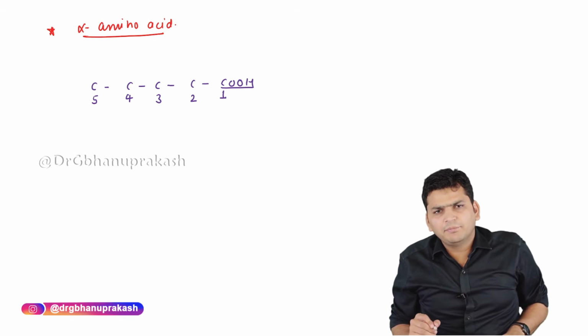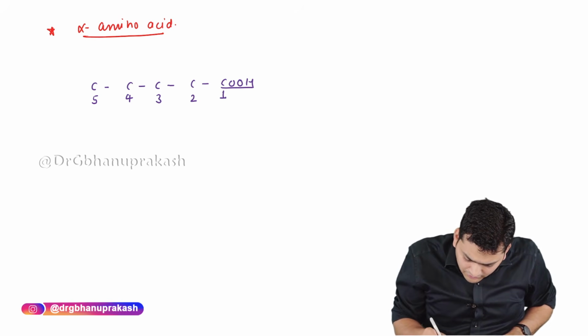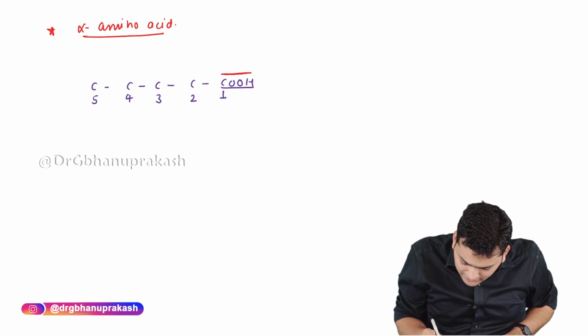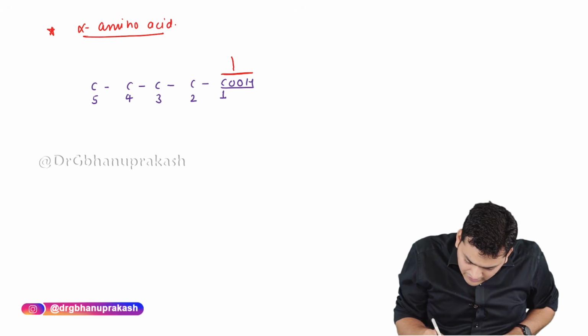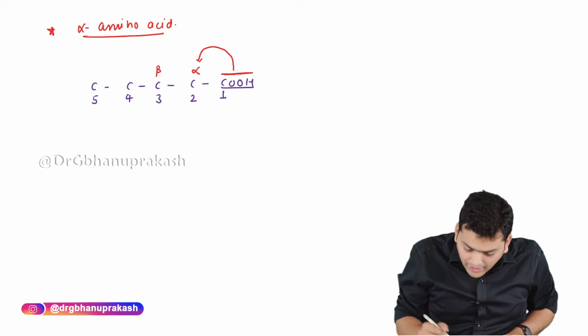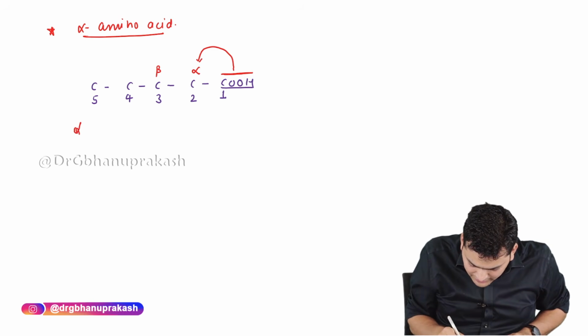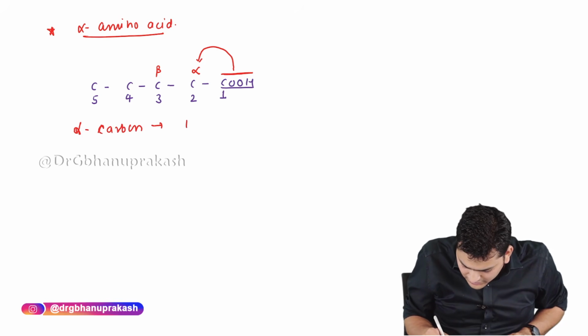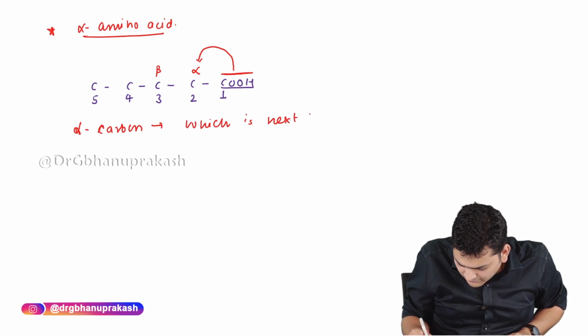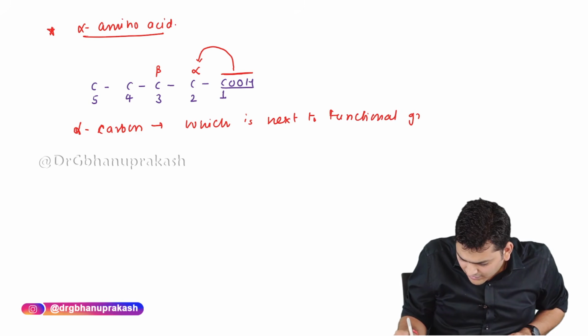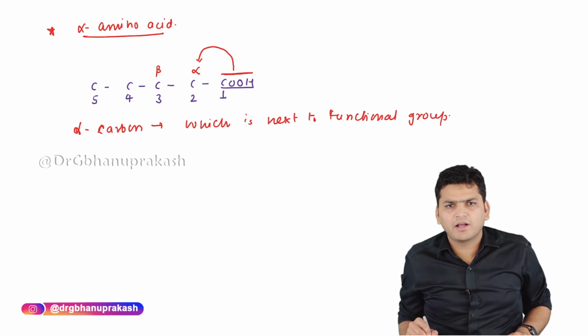The other way of doing carbon numbering is that the carbon which is next to the functional group is referred to as the alpha carbon, then the beta carbon, gamma, delta and so on. So what we have understood by this example is that the alpha carbon means the carbon which is next to the functional group.